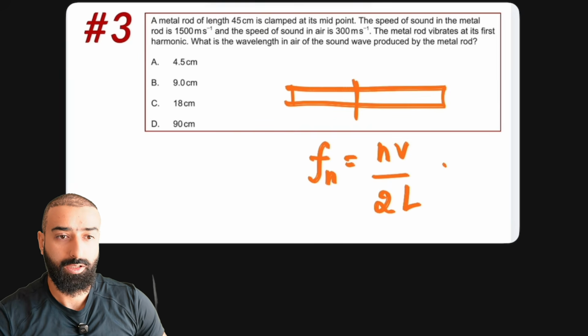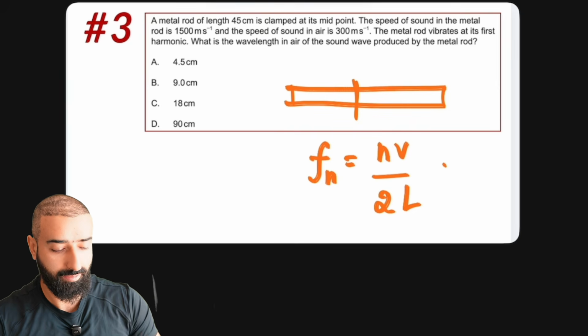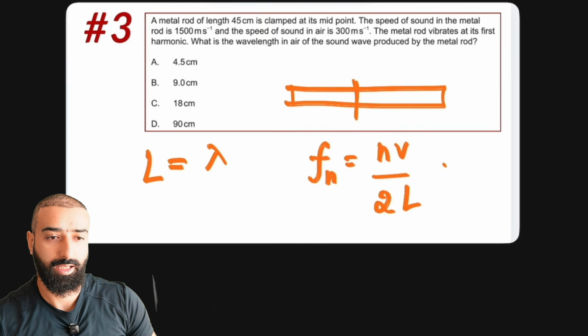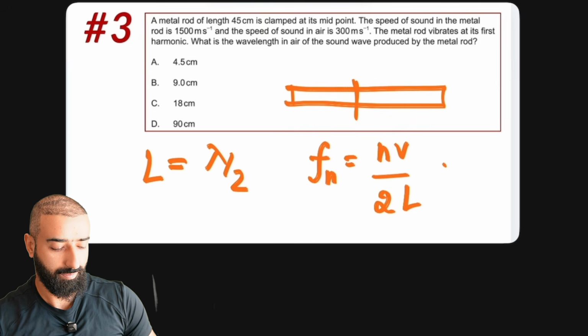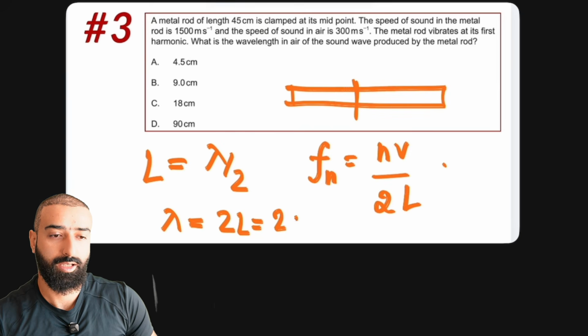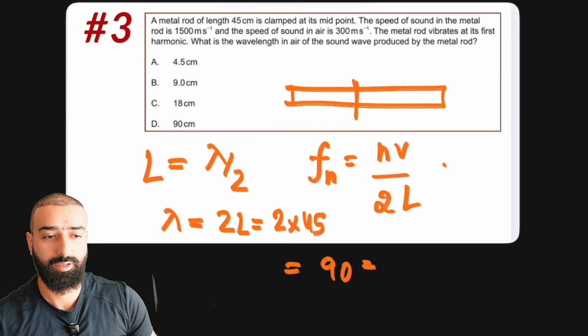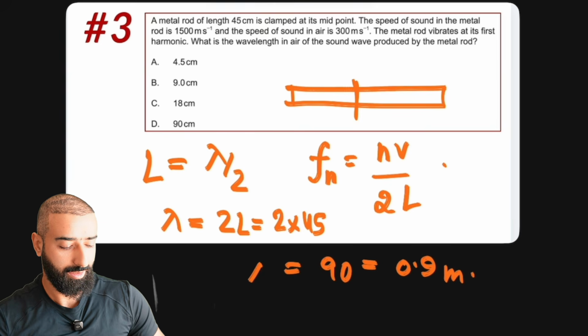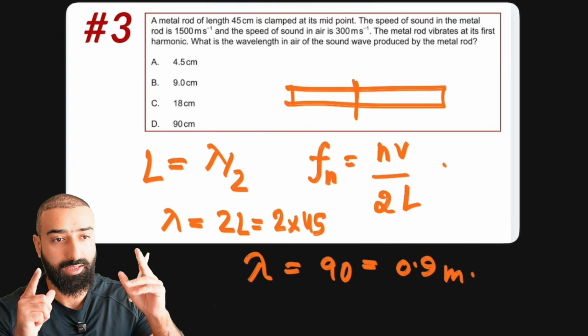Alright, what else do we know? We know the length of the rod. Remember, in a symmetric system, L equals lambda over 2. So that means lambda is 2L. That means 2 times 45, which is 90 centimeters, which is 0.9 meters. So we found lambda, the wavelength inside the rod.